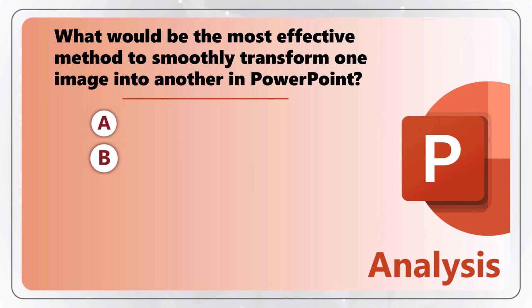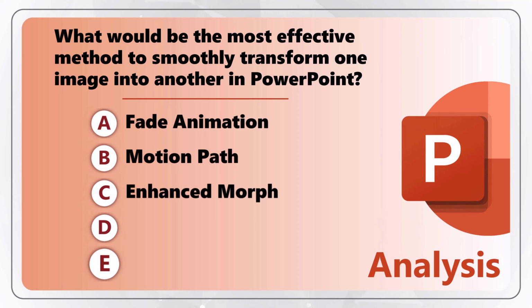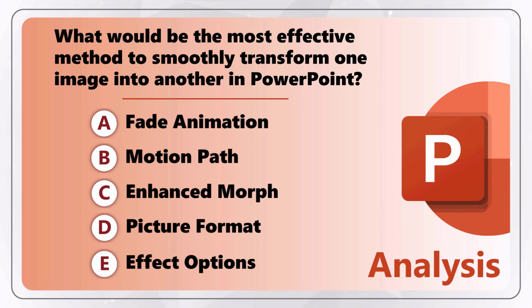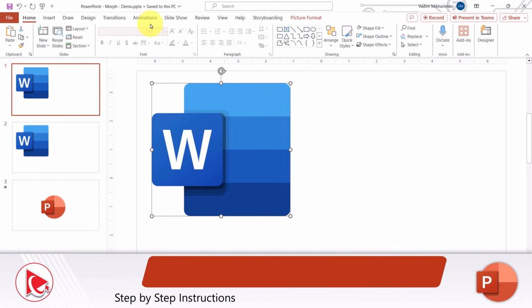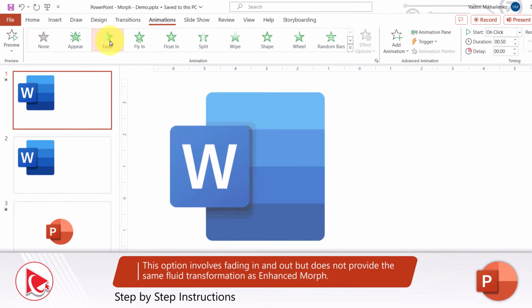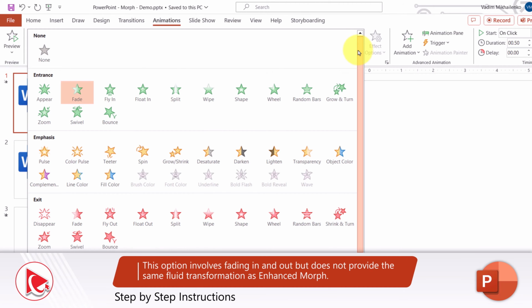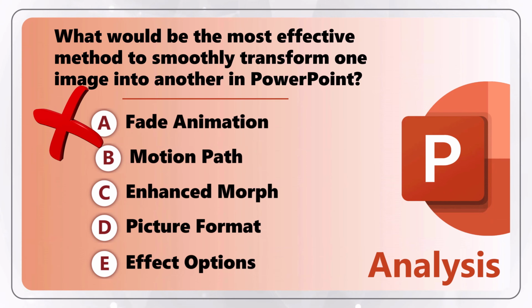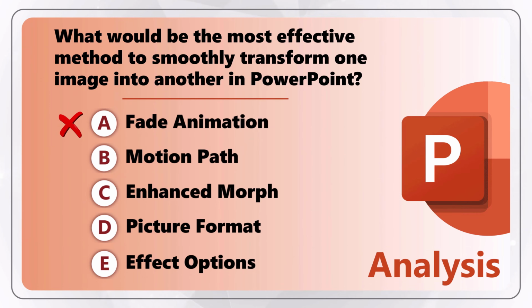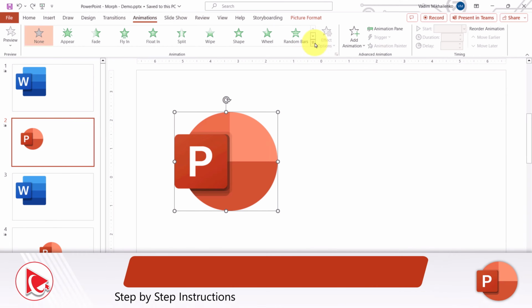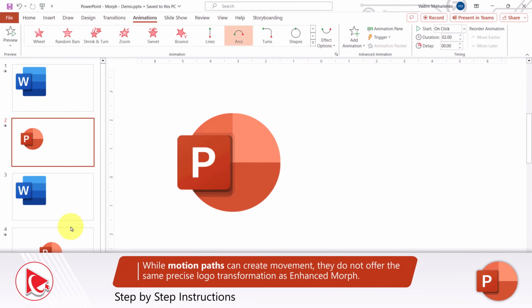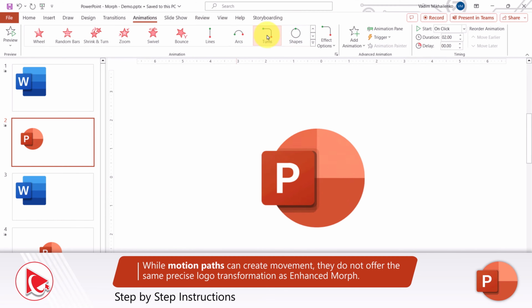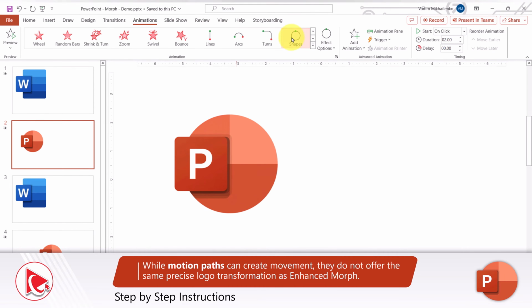To get to the correct answer, let's look at different options presented in this question to determine why they might be incorrect. Let's start with choice A, fade animation. This option involves fading in and out, but it does not provide the same fluid transformation we're looking for. Choice B, motion path, is also incorrect. While motion path can create movement, it does not offer the same precise logo transformation we're looking for.